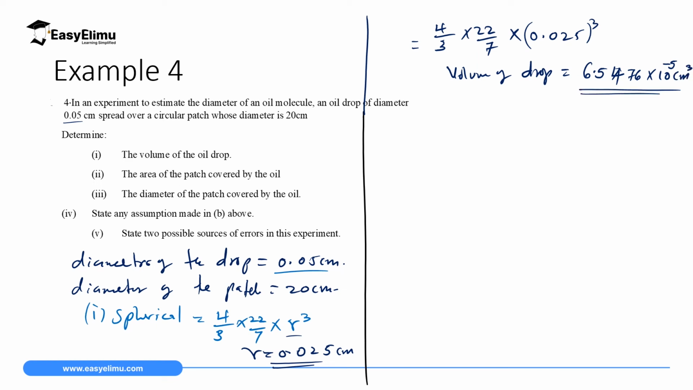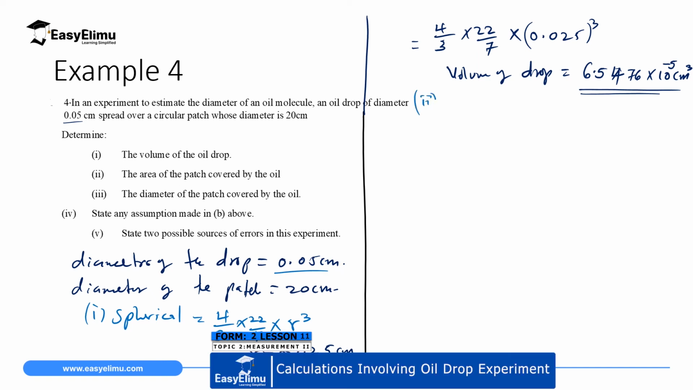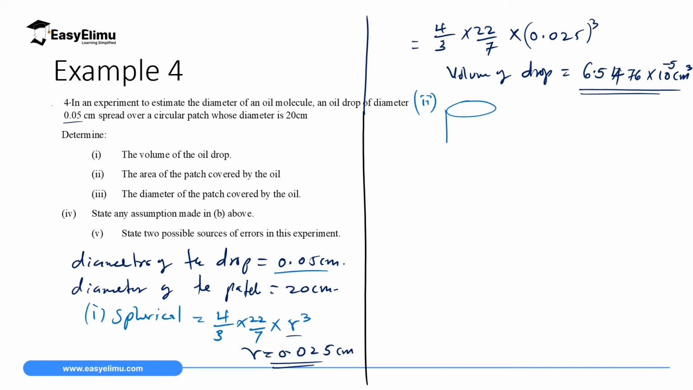Then now the second question, it reads, find the area of the patch covered by the oil. Now when this oil drop of this volume fell on top of water, it formed a patch, and this patch we said is cylindrical in shape. Now if we draw our sketch of a cylinder here, the diameter of this cylinder they have given us as 20 centimeter.